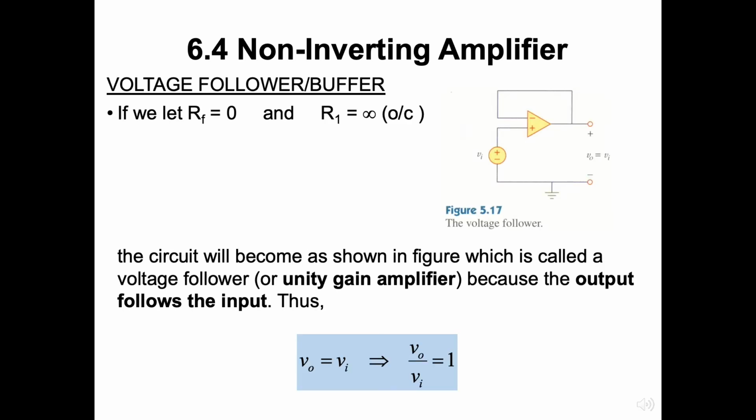For the non-inverting amplifier, we also have the voltage follower or unity gain amplifier. It is called the follower as the output is following the input. This will happen when RF is 0 and R1 is infinite, or open circuit.